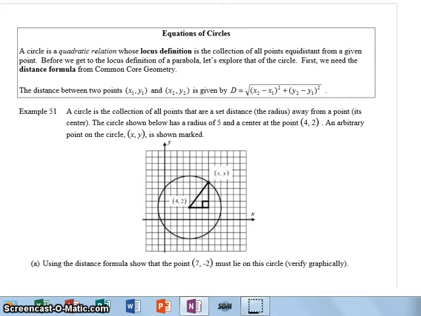This is Unit 3, Day 9, starting off with equations of a circle. A circle is a quadratic relation whose locus definition is the collection of all points equidistant from a given point. That given point is called its center.